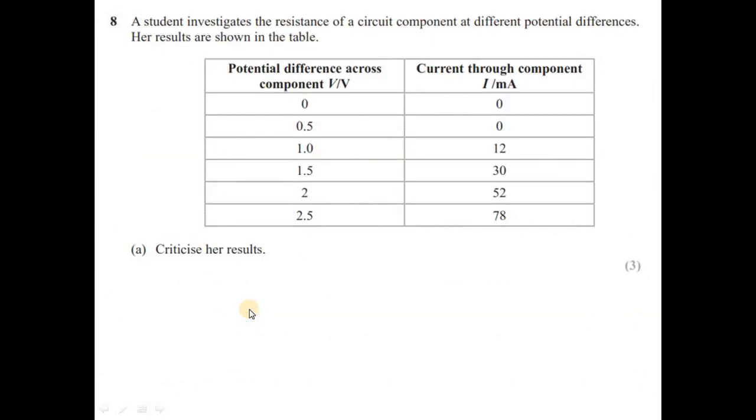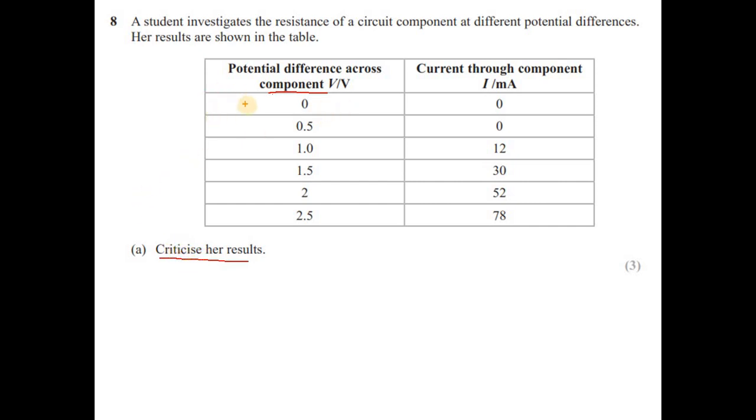Question number 8. A student investigates the resistance of a circuit component at different potential differences. Her results are shown in the table. So this is the potential difference across the component, and the current: 0.51, 0.12. Criticize her result. Again, a typical question in Unit 3, criticizing the result.